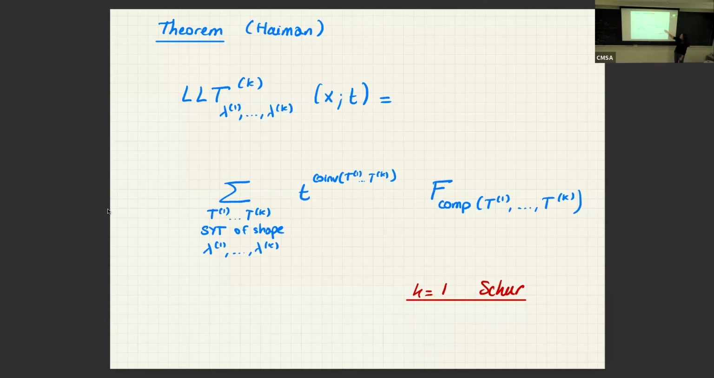Okay, and we can write these LLT polynomials in the f basis as now I sum on a k tuple of standard Young tableau of each shape. Okay, and I have a statistic of co-inversion that I can count on my k tuples of standard Young tableau, and then I can associate a composition just like what I did for Schur. Okay, so I won't tell you exactly how it goes, but it's just a k generalization of what we did for Schur function, and you can get that for LLT.